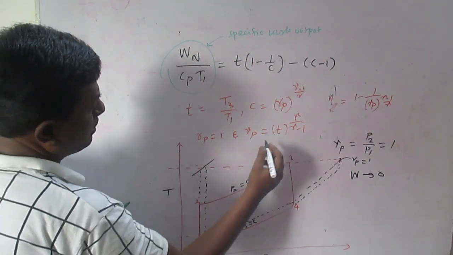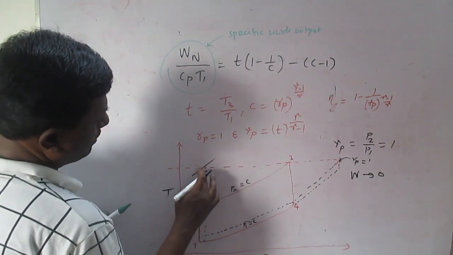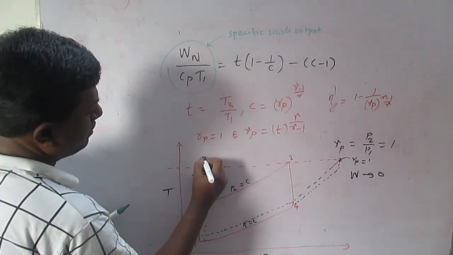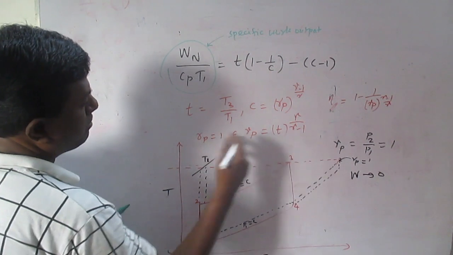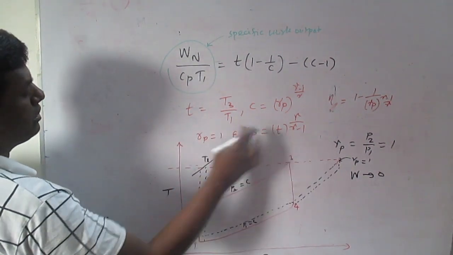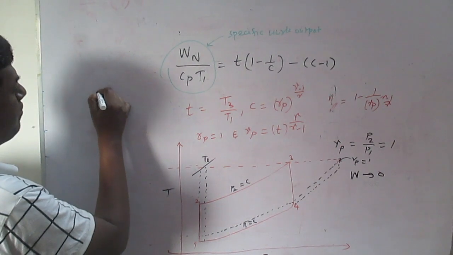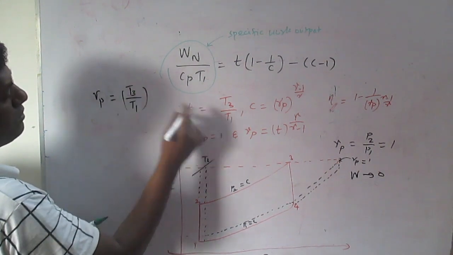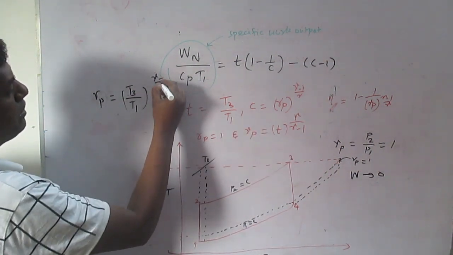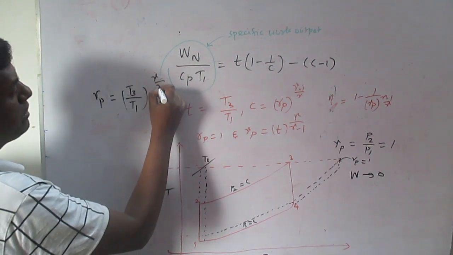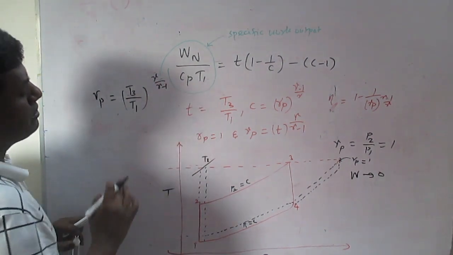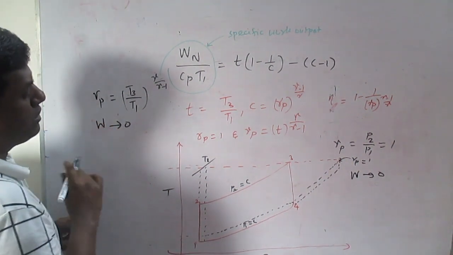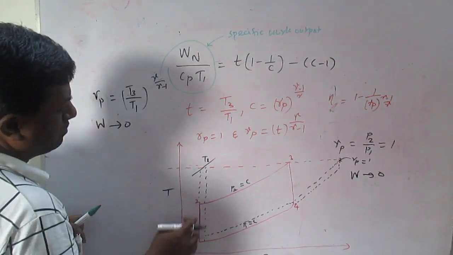If this happens, this point is nothing but T3 and this point is nothing but T1. So T3 by T1 is what RP equals, that is, T to the power gamma by gamma minus 1. Your RP is now equal to T3 by T1. When this condition is achieved, the work is also 0. This is what we have to understand.